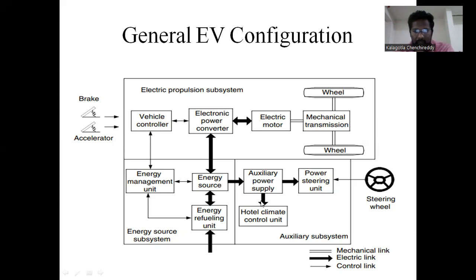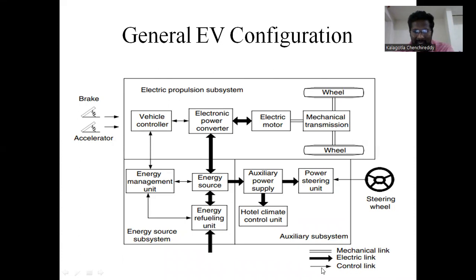Next, one direction showing. Next, auxiliary power supply to power steering unit, also one direction. Next, total climate control, also only one direction. Next, the energy refueling unit, also only one direction. Only one direction means current flowing in only one direction. Here both directions means energy sources to refueling unit and refueling unit to energy sources.